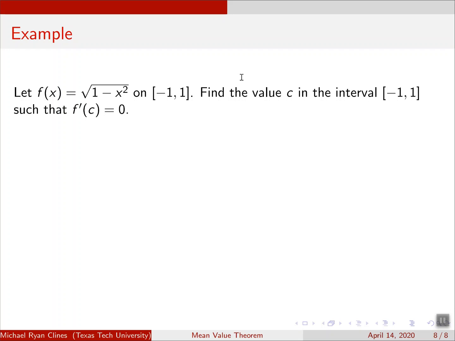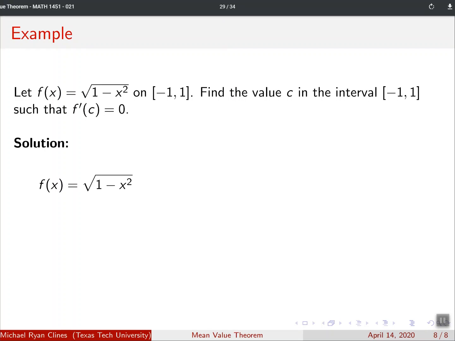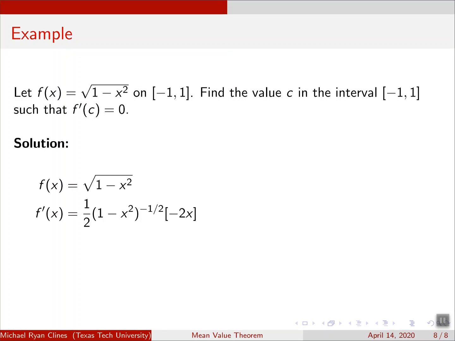Well, since we're talking about derivatives, first thing we need to do, take the derivative. So we have f of x is equal to the square root of 1 minus x squared. Well, that means the derivative of f is 1/2 times (1 minus x squared) to the -1/2 times -2x. That's the power rule and chain rule, respectively. And that just simplifies to -x divided by the square root of 1 minus x squared. Cool. So now we have the derivative.